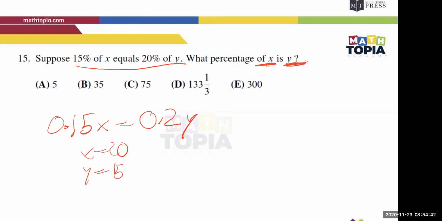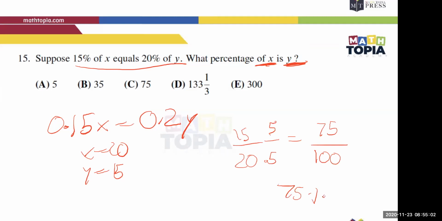So we want to find what percentage of x is y. That means y over x. So 15 over 20. Now remember, to get it into percentage form, we need to get the denominator equal to 100. So let's multiply, which gives us 75 over 100, which is 75%. Yep, it looks good because you picked x equal 20, y equals 15. That makes sense. Easier values. Mm-hmm.